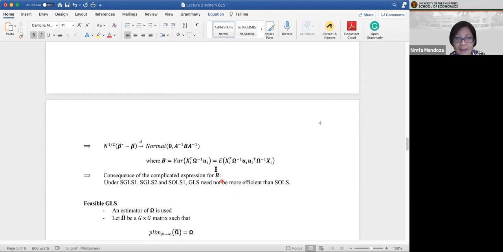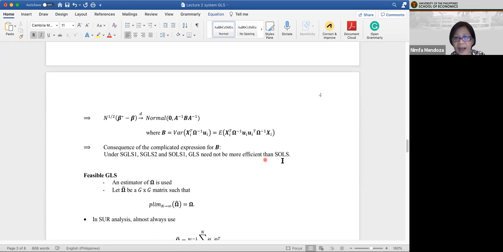Note that we have a more complicated expression for the variance covariance matrix of these transformed residuals. Under the assumptions of SGLS and the exogeneity assumption of OLS, GLS need not be more efficient than system OLS. Later on you will see when GLS will be more efficient than system OLS. So this would be system GLS.